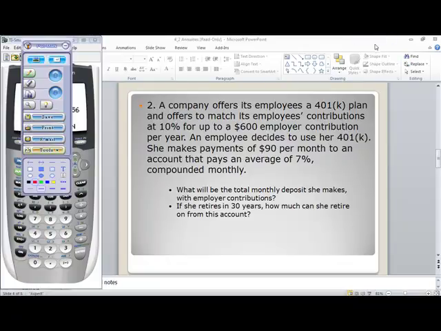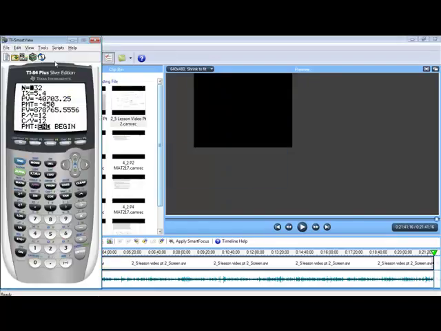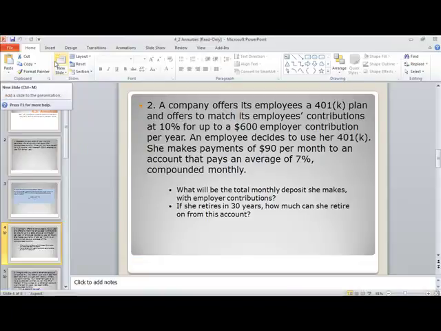The first example we're going to take a look at is in the 4.2 slides, and the problem deals with a company that offers its employees a 401k plan and offers to match its employees' contributions at 10% for up to a $600 employer contribution per year. The first question that this will allow us to address is what will be the total monthly deposit she makes with employer contributions.